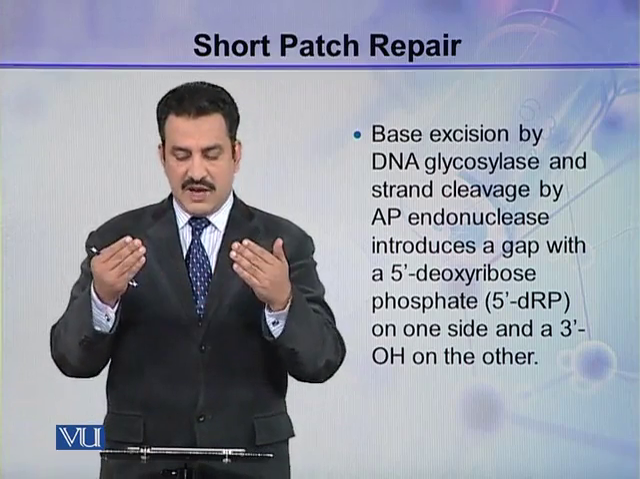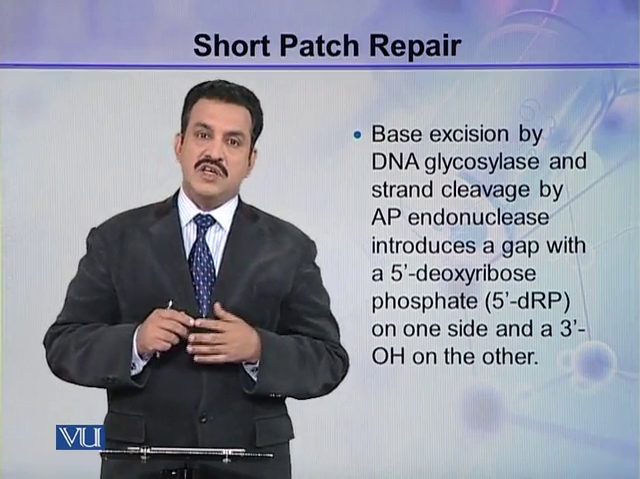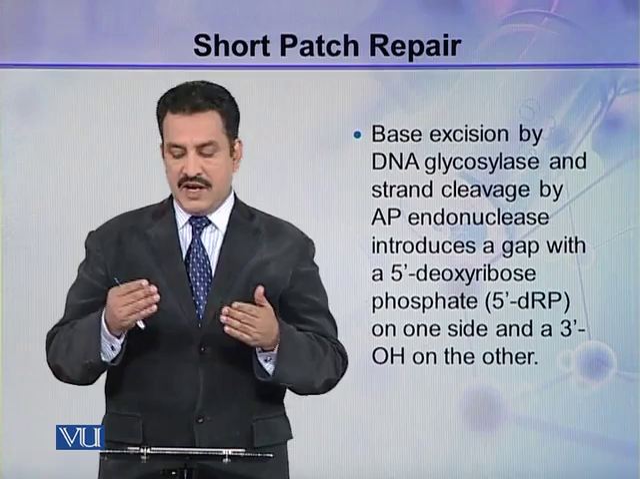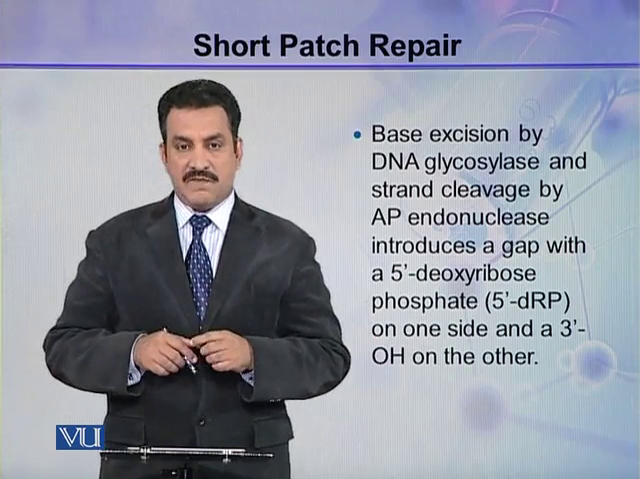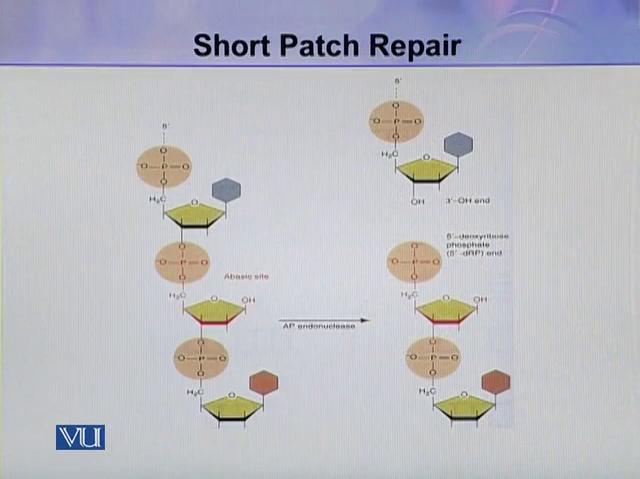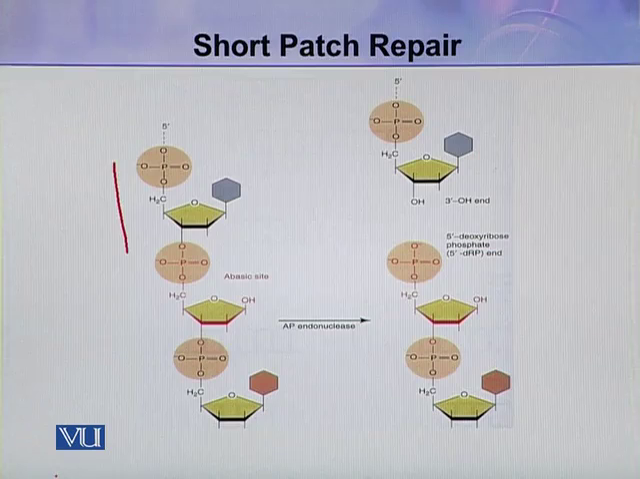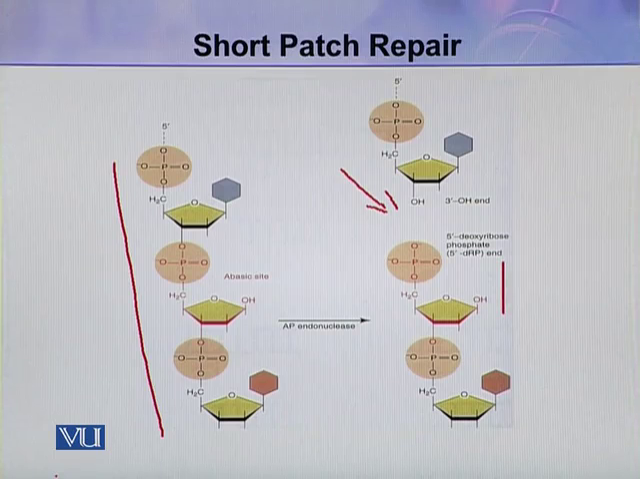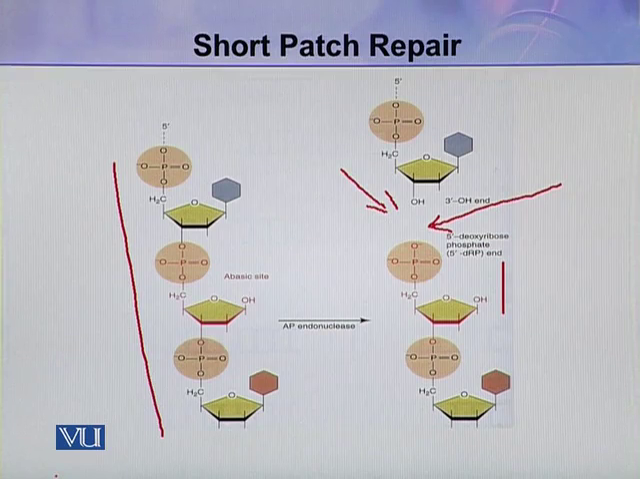So after this nick, a gap is produced. In this gap, on one side is the 3' hydroxyl group, and on the other side of the strand is a 5' deoxyribose phosphate. So here in this figure you can see this is an intact DNA strand, and a base is excised from here. So this is an abasic site, and then a nick is produced by AP endonuclease, and that nick is produced here. So after these two reactions, a gap is introduced.